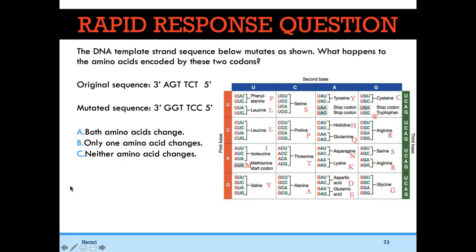So hopefully you had a chance to do this and you found that the original sequence encoded for serine and then arginine. But the mutated sequence encoded for proline and then arginine. So the answer is B. Only one amino acid was changed. There was one missense mutation in this first codon, but nothing happened over here.